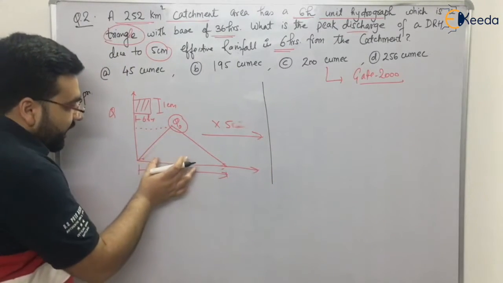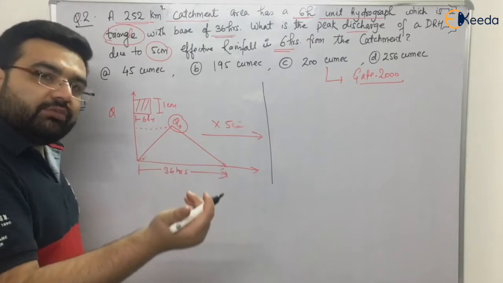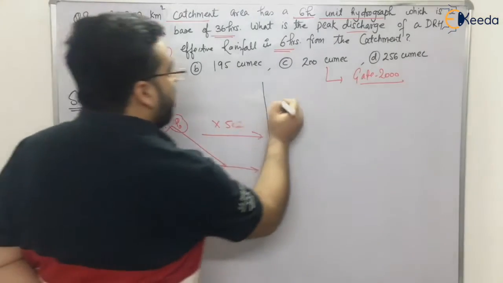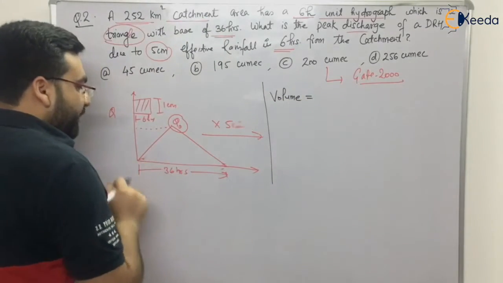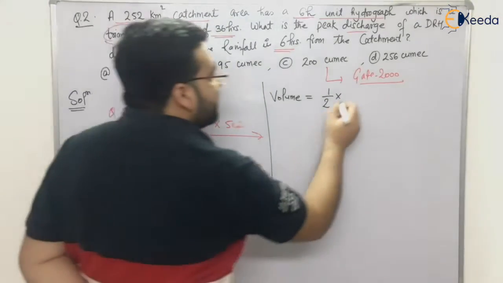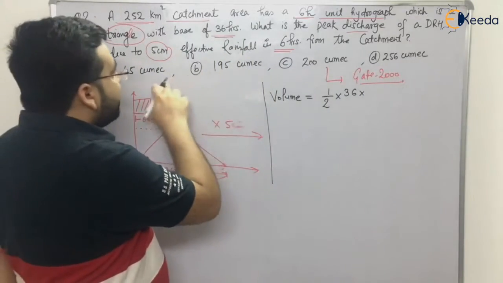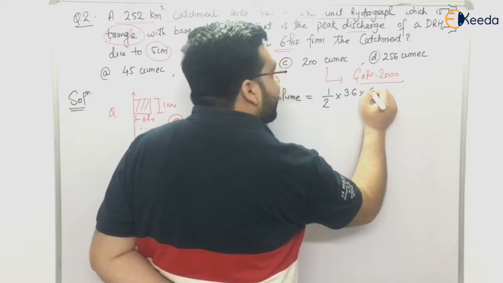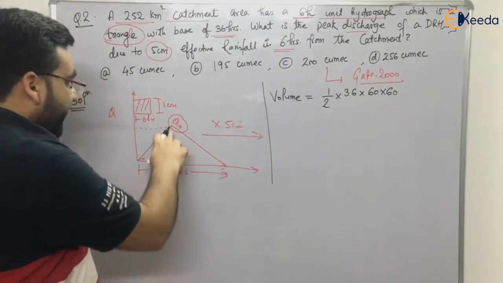Now you know that the area of this unit hydrograph will give you volume. Simple, right? Now let me calculate the volume. So volume will be equal to half into base into height. So half into base. How much is base? 36 hours. But that is in hours, right? And the answer is in meter cube per second. So I have to convert these hours into seconds. So 60 minutes into 60 seconds. Simple. So this is volume into the height.